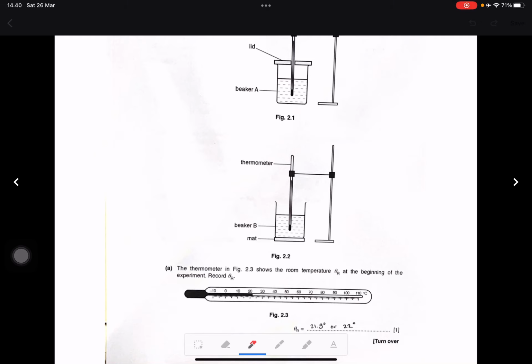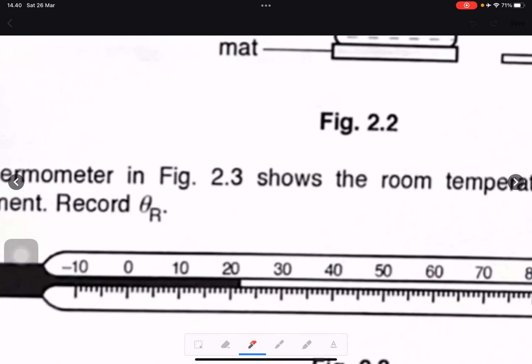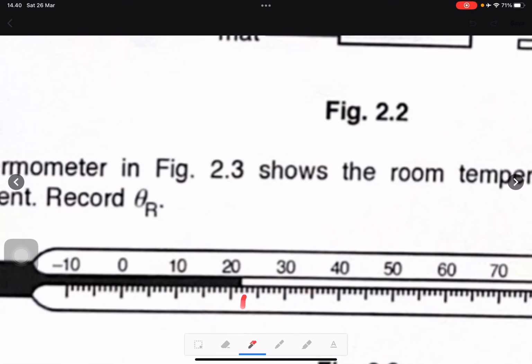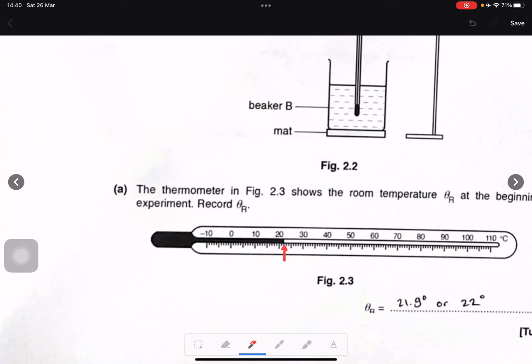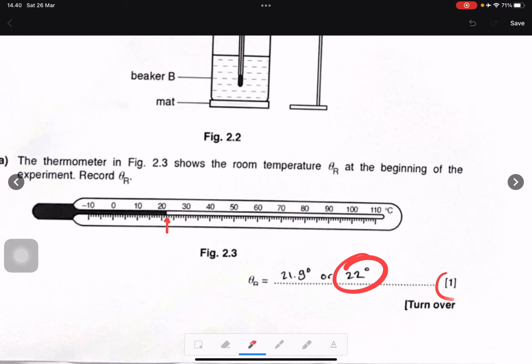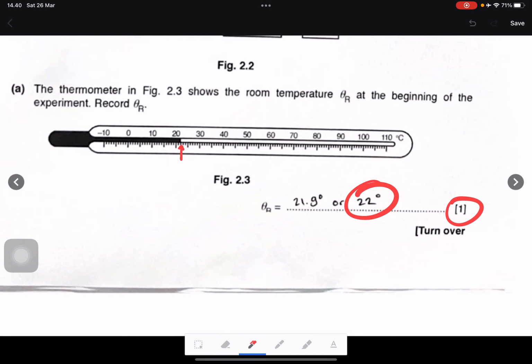The thermometer in Figure 2.3 shows the room temperature theta R. At the beginning of the experiment, record theta R. Theta R is about 23 here. Oh, sorry, 22. It's correct. Yeah, 22.